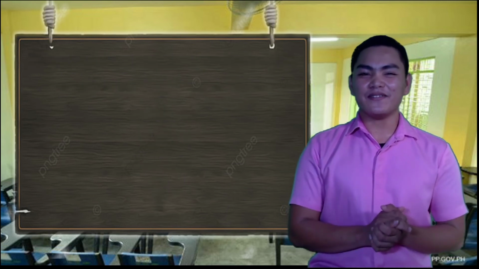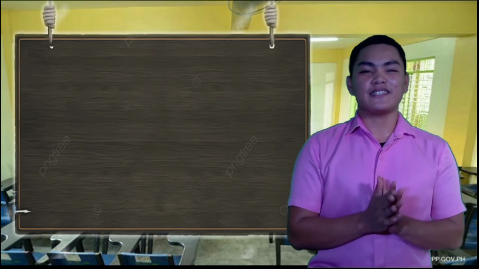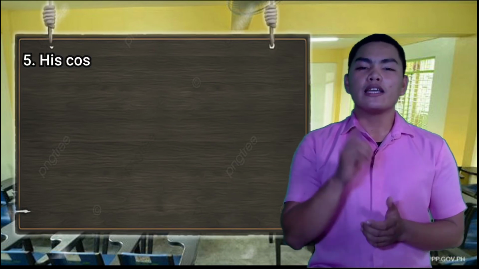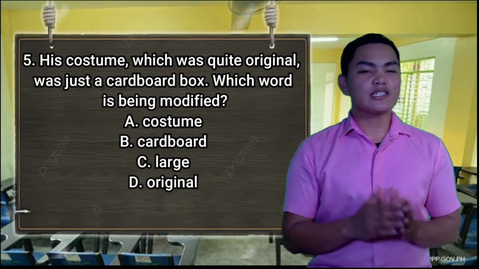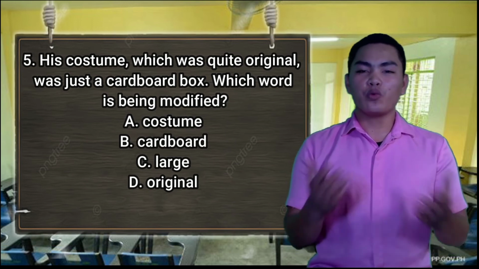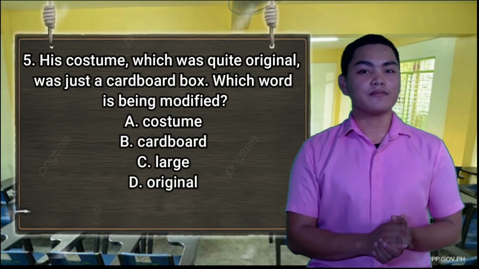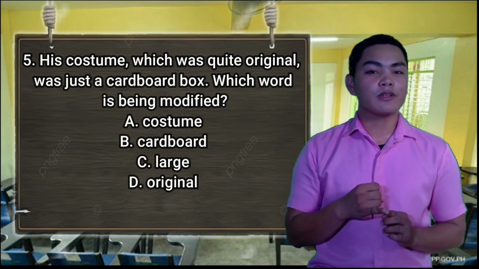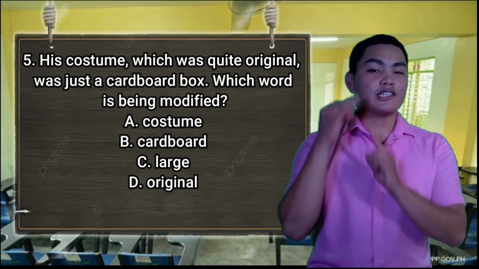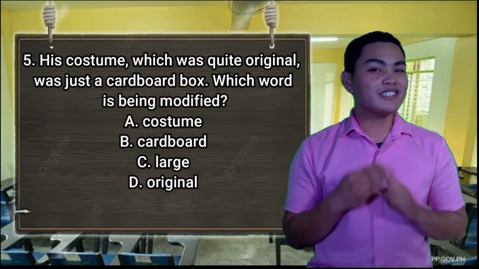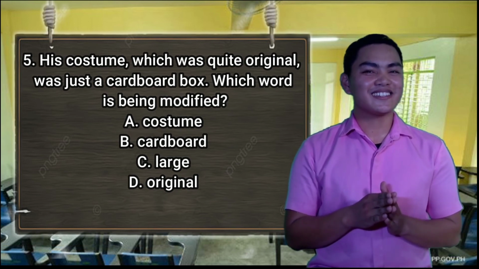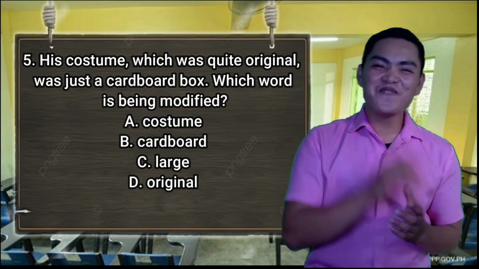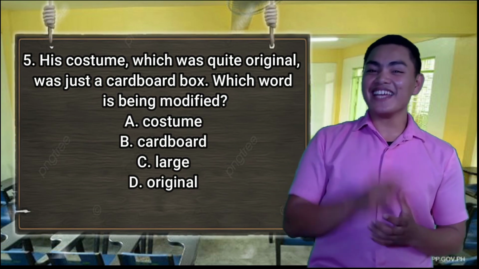Let's have another one. The final sentence or question. His costume, which was quite original, was just a cardboard box. Which word is the modifier? Letter A, costume. Letter B, cardboard. Letter C, large. And letter D, original. What do you think the word being modified is? Wow, very good! That is letter A, costume.